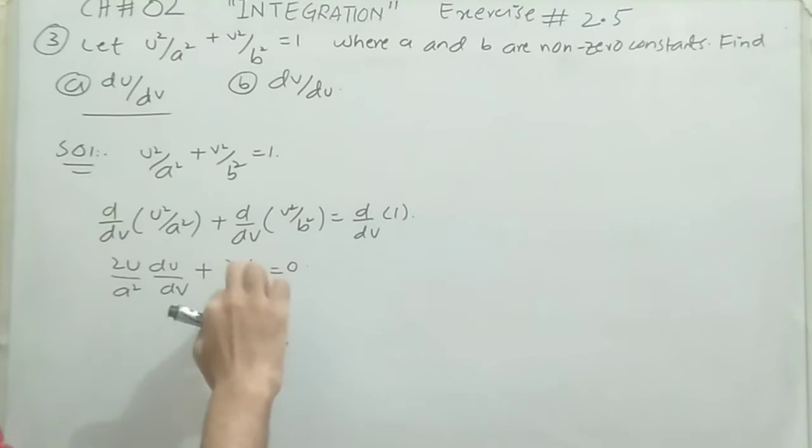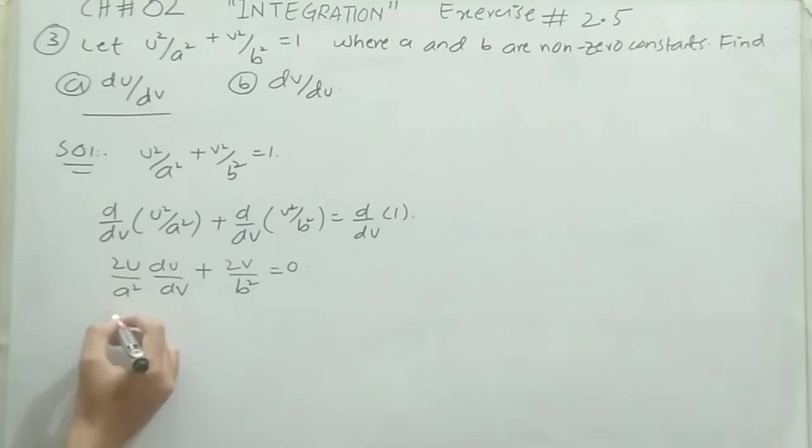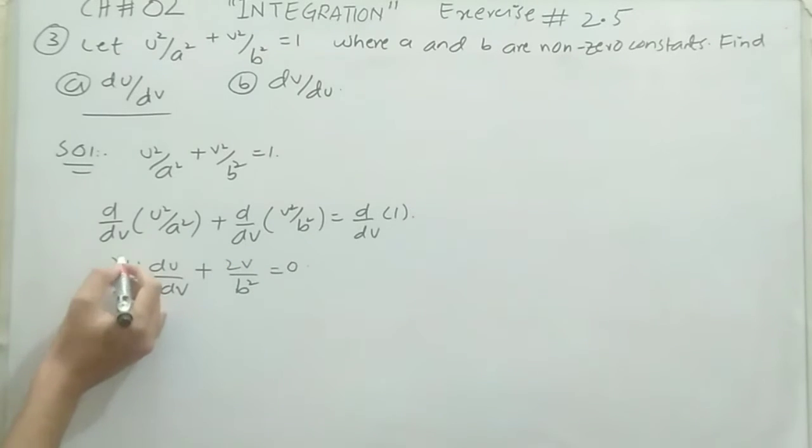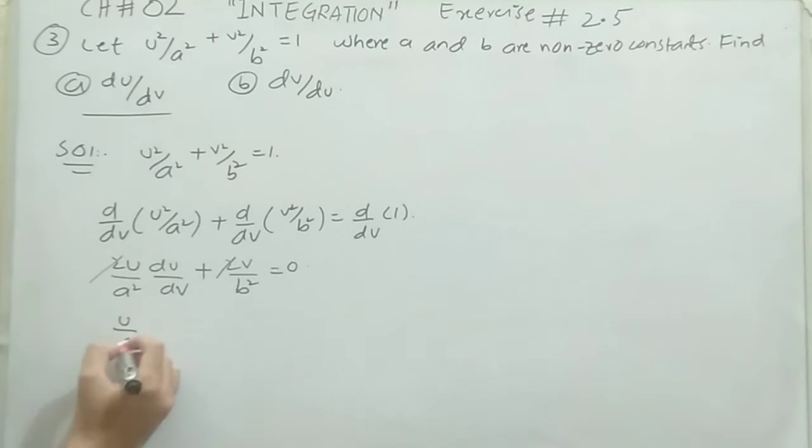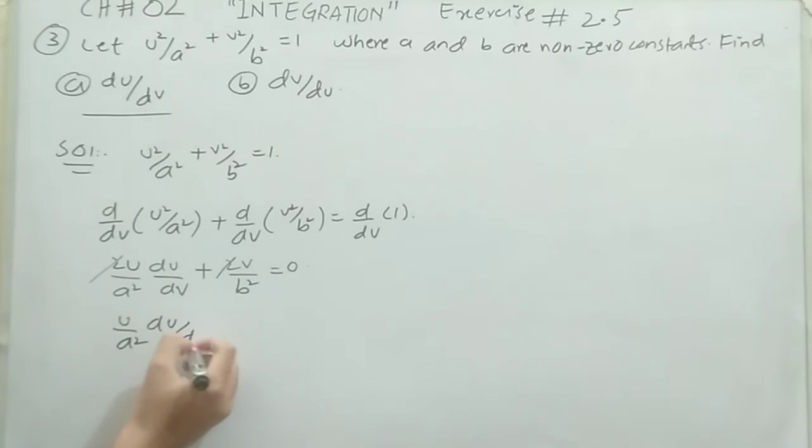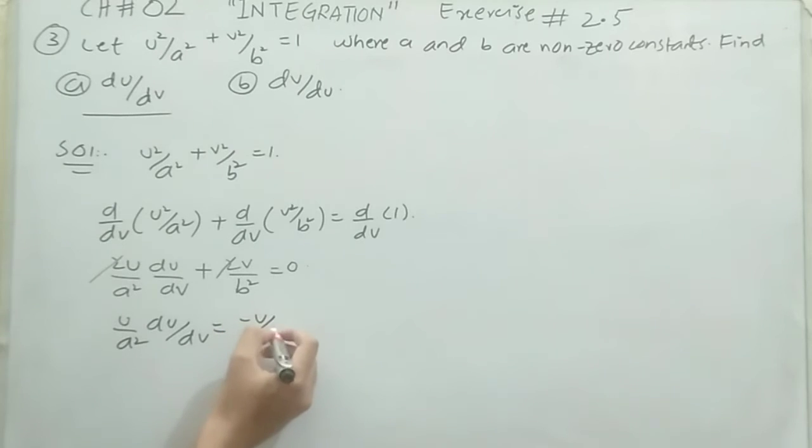Now shift 2v divided by b square to the right hand side, so it becomes, now first we are going to cancel out 2 with each other, so we are left with u divided by a square du by dv will be equal to minus v divided by b square.